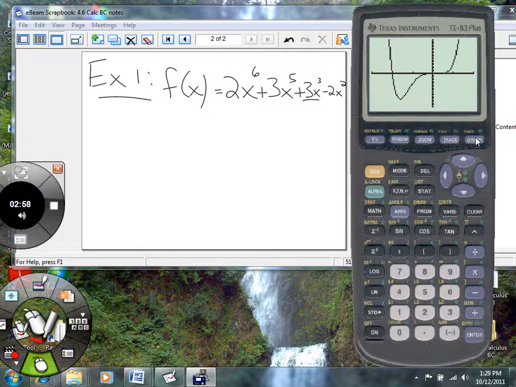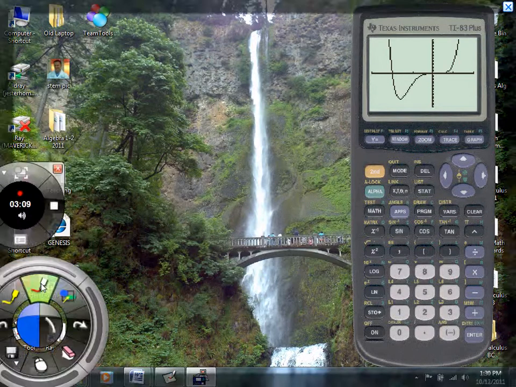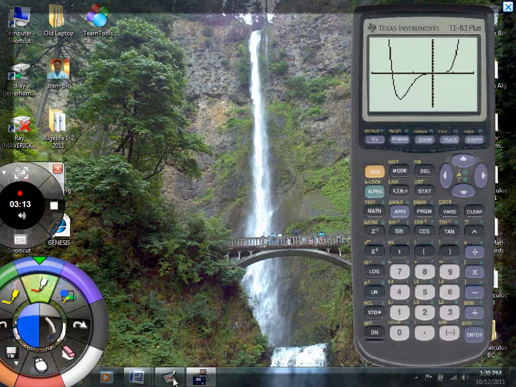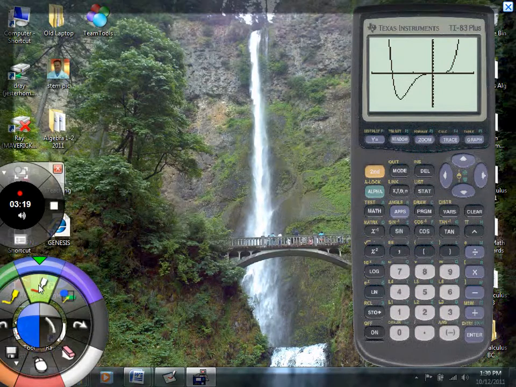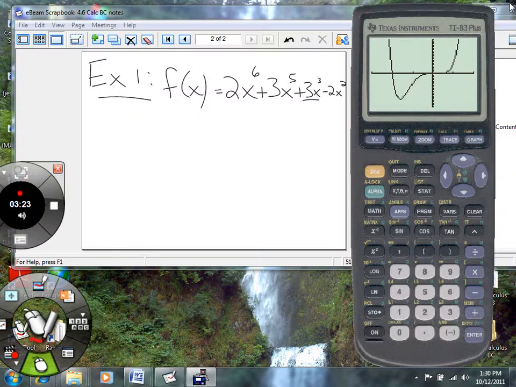And so when I look at this, I could probably calculate what the absolute min is. So see that low point? You see that low point? The low point right there.